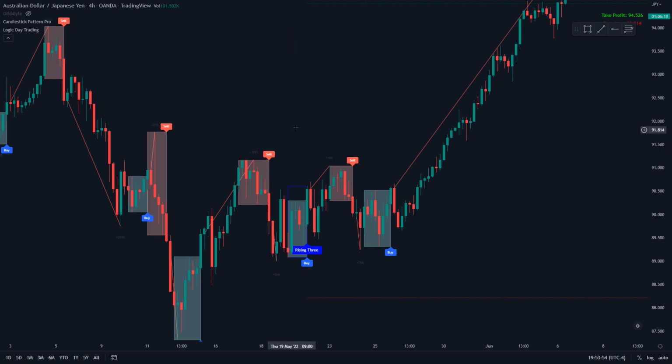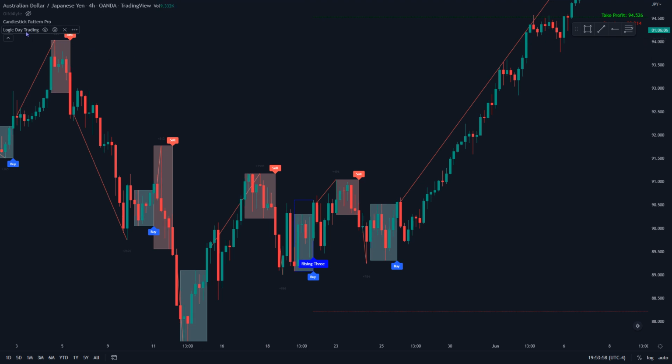Now in this example, for a continuation pattern, I've got the logic day trading indicator on here. We're on the Australian dollar, Japanese yen 4-hour chart.